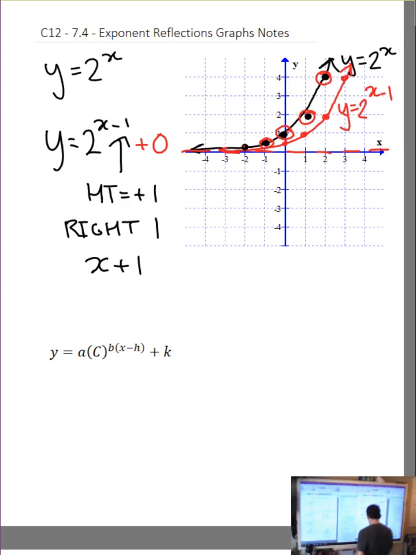We have now taken a look at k, our up and down, and our horizontal asymptote, and now we just saw an example of h. Remember, we do the opposite of what you see inside the brackets. So a -1 would be to the right 1.